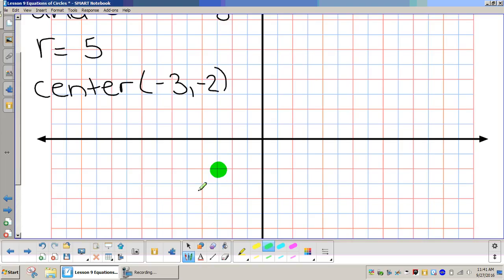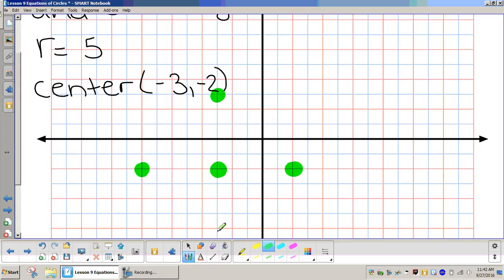And then I can get 4 more points on this circle by using the radius. I do that by looking and seeing the radius is 5, so I'll start at the center. The radius of a circle is the distance from the center to the circle. So I can just count up, down, left, and right, 5 units. So 1, 2, 3, 4, 5. That's a point on my circle. 1, 2, 3, 4, 5. That's a point on my circle.